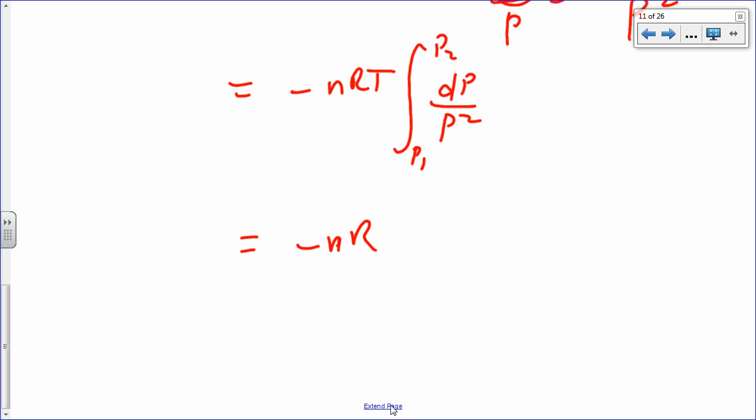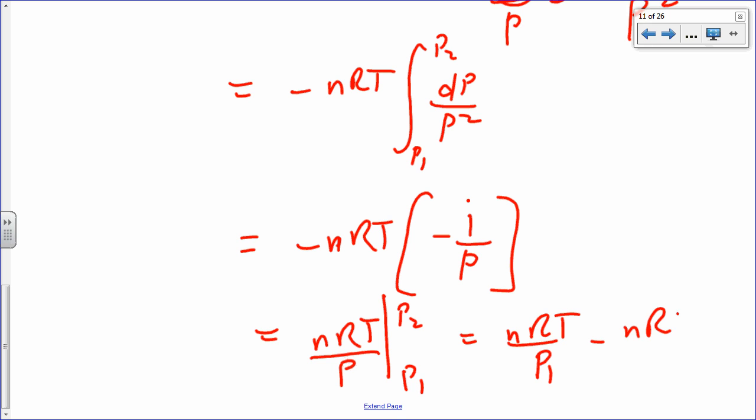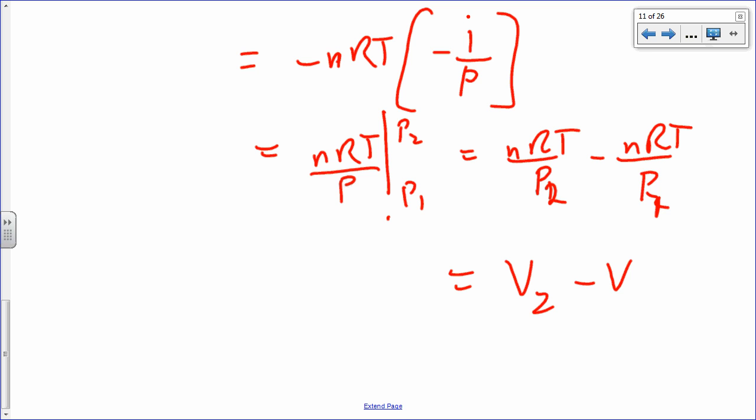Okay, so it's negative nRT, negative 1 over P. Right? So I'm going to move my negative inside, so that becomes nRT over P, evaluated from P1 to P2, which is just nRT over P1 minus nRT over P2, which is just V2 minus V1. Okay, so this is just another way of looking at that problem using partial derivatives. You could have solved it directly since you know this formula for volume.